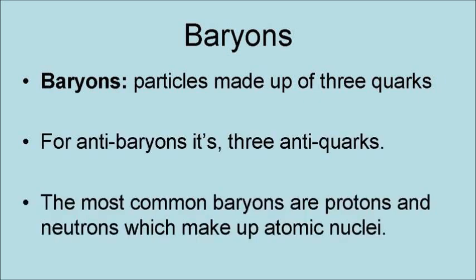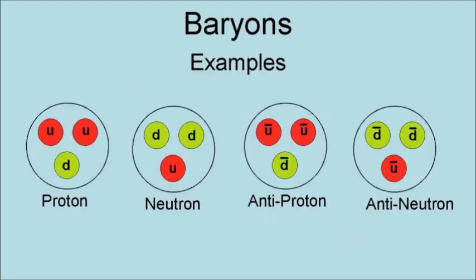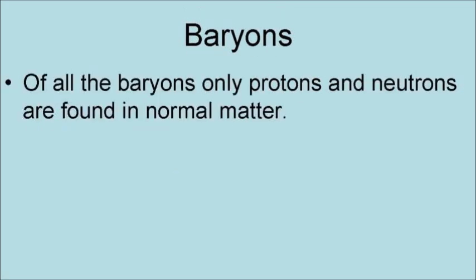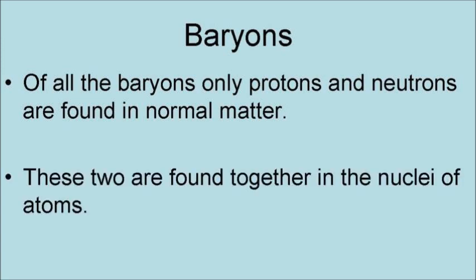The most common baryons are protons and neutrons, which make up atomic nuclei. The proton consists of two up quarks and a down quark. The neutron consists of two down quarks and an up quark. Meanwhile, the anti-proton consists of two anti-up quarks and an anti-down quark. And an anti-neutron consists of two anti-down quarks and an anti-up quark. Of all the baryons, only protons and neutrons are found in normal matter. And these two are found together in the nuclei of atoms.